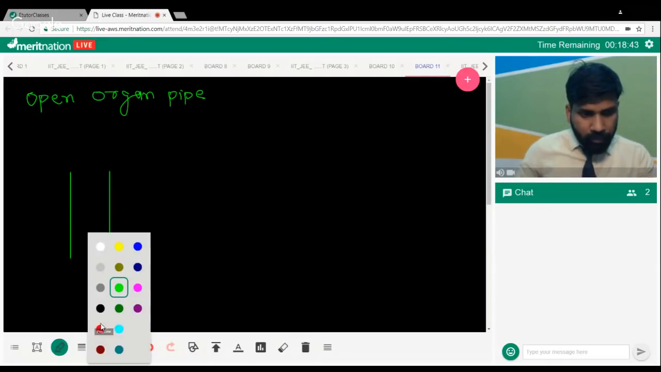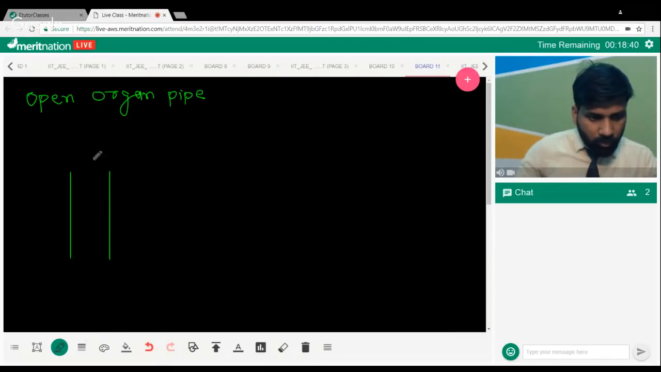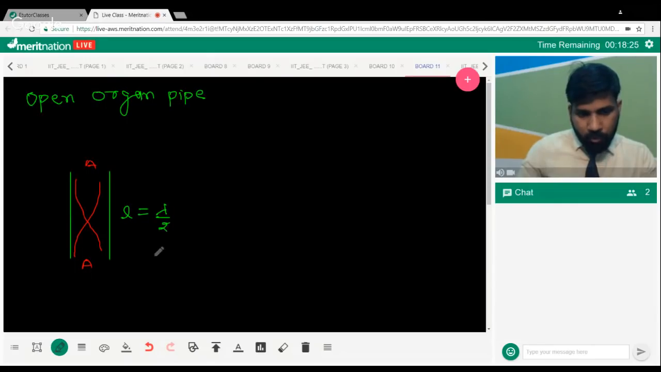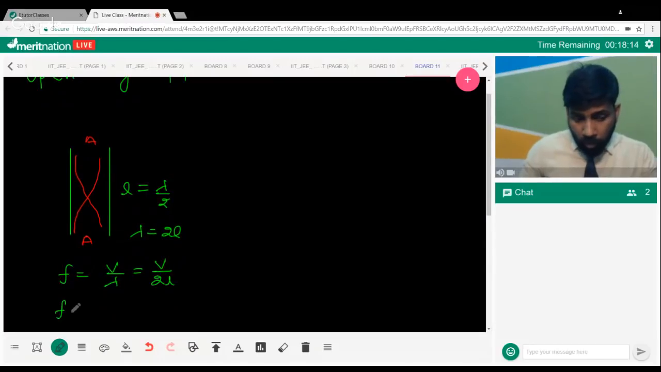So here we'll get an antinode, and here also an antinode. The minimum possible separation between two antinodes is this. And this total length is suppose L, and that is equal to lambda by 2. So here lambda is equal to 2L. So F is equal to V by lambda, it means V by 2L. So in case of the open organ pipe, the fundamental frequency is V by 2L.